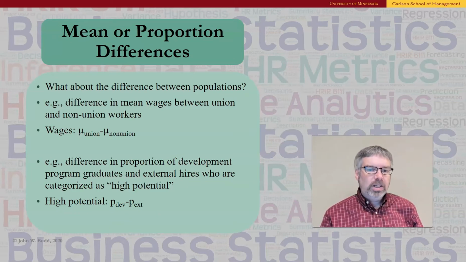And maybe we want to look and try to assess the effectiveness of our development program, and one way of doing that might be looking to see whether there's a higher fraction of people who are high potential in that group compared to the fraction of high potential in the external hires group. So in that case, we want to know, is there a difference in the two population proportions?